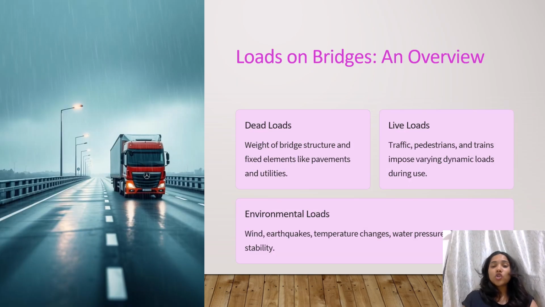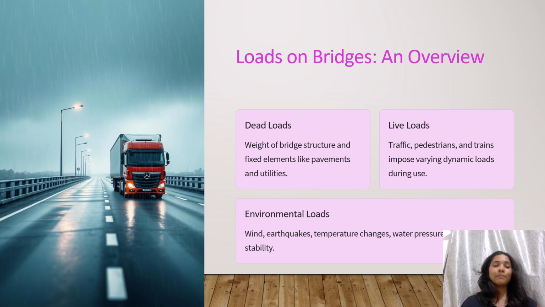Here is an overview of the loads on a bridge, what kind of loads there are on a bridge. There are various kinds of loads, like dead load, live load, and environmental load. Environmental load mainly includes wind load, seismic load, water pressure load, or temperature change loads. Dead load means the self weight of the bridge only, which includes fixtures, utilities, etc.